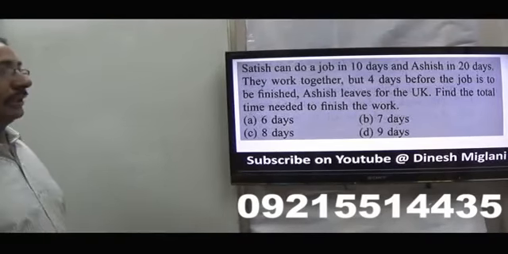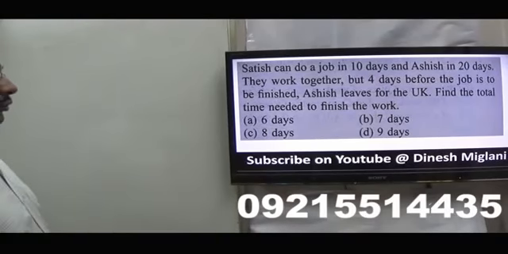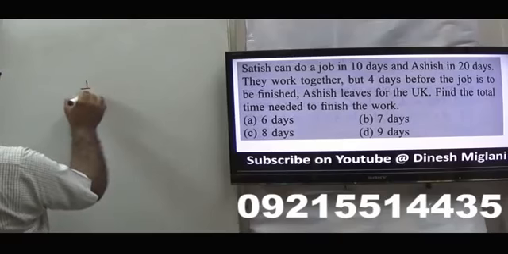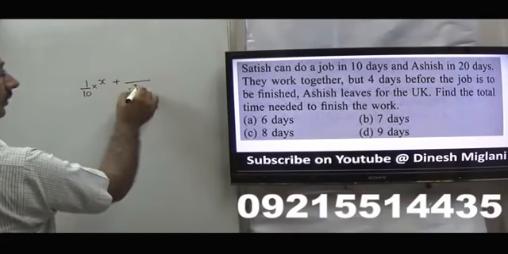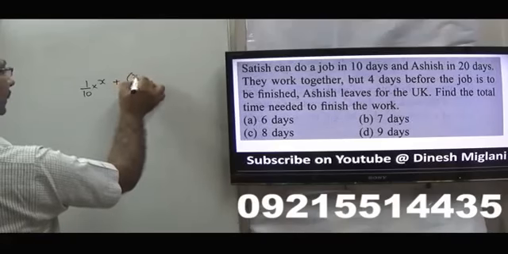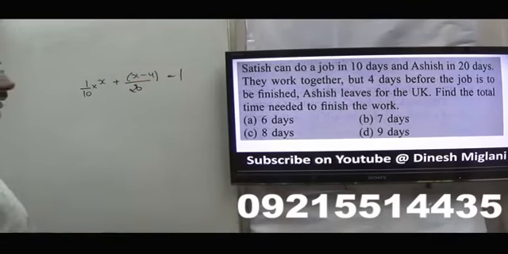Satish can do a job in 10 days, Ashish in 20 days. They work together. Four days before the job is completed, Ashish left for the UK. Find the total time required by them to complete the work. Let us say Satish, 1/10, worked for x days. Ashish, 1/20, left 4 days before the work was done, so he worked x minus 4 days. Total work is 1. You have to simply find x.